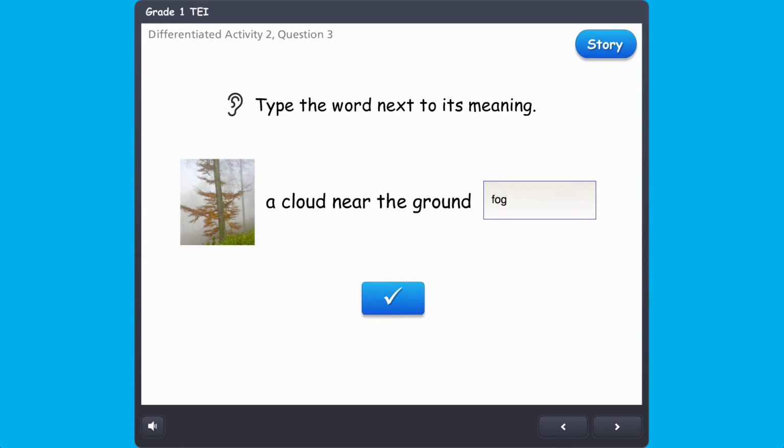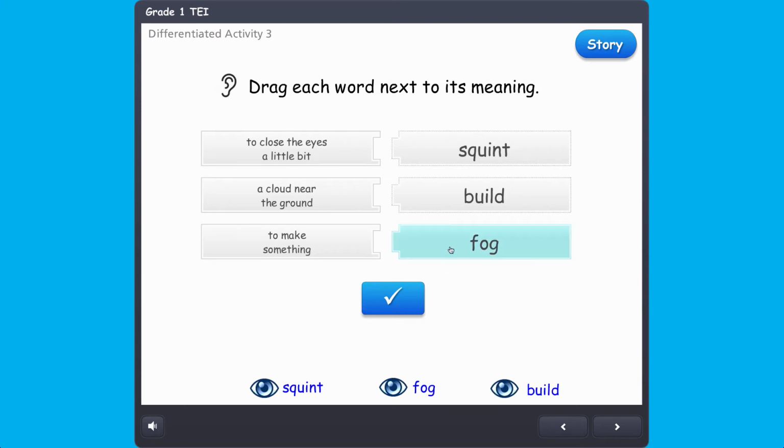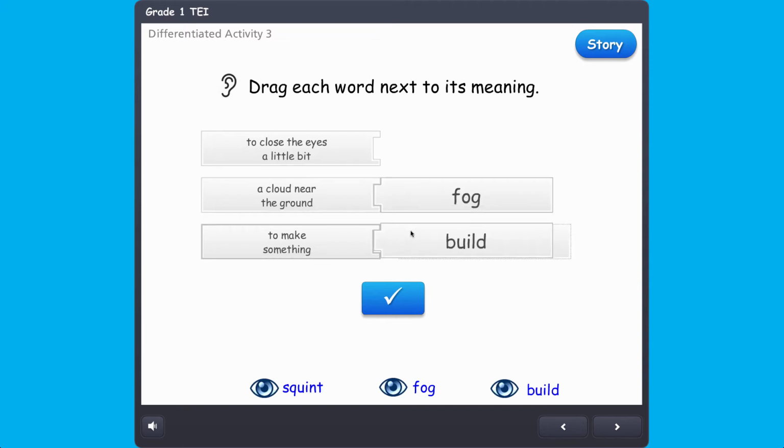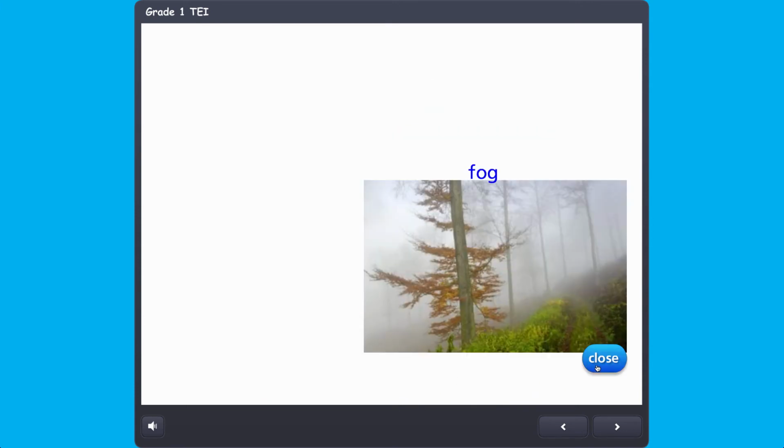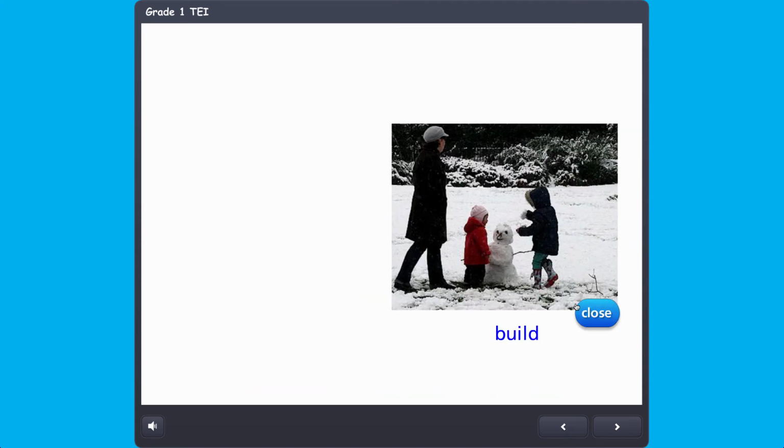For differentiated activity 3, we asked students to drag each word to the meaning of that word. So now we're asking students to match verbal information to other verbal information without the immediate scaffolding of a visual representation. However, we did decide to provide students with that scaffolding in the form of the eye icons.